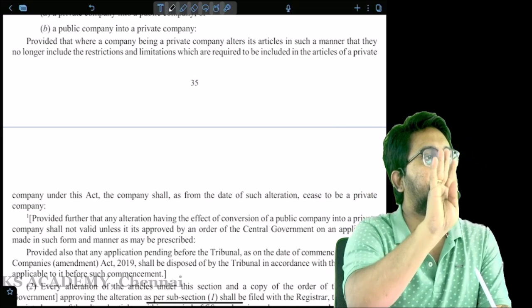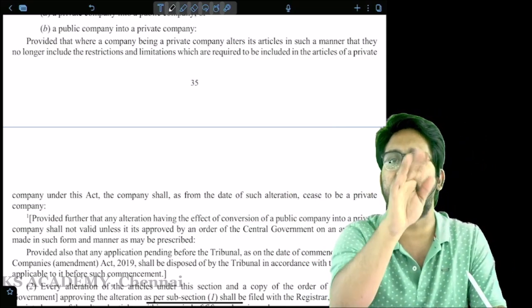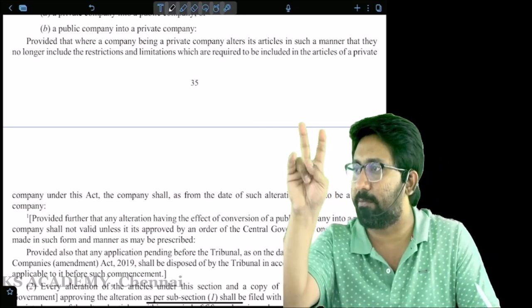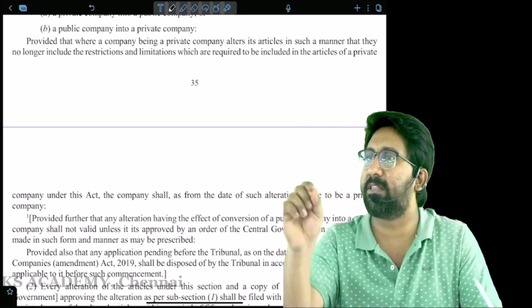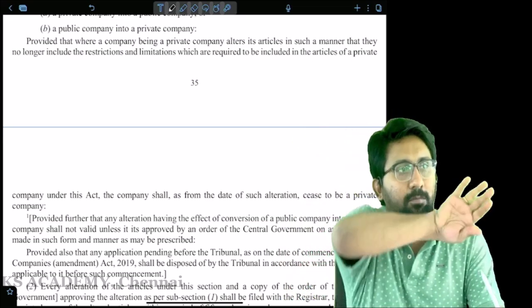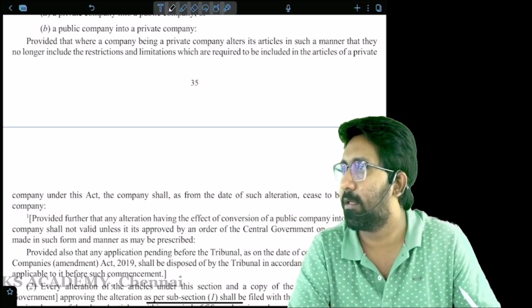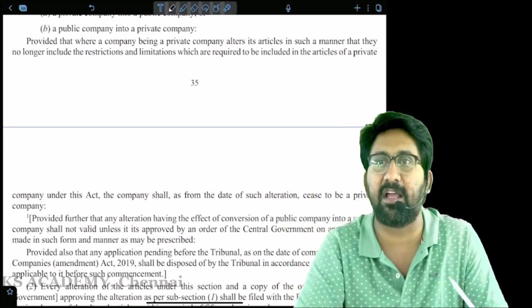A private company restricts the total number of members to 200. Restriction on transfer of shares. Limits total number of members to 200. Prohibits public subscription of securities. Do you remember or not? If I remove them, it will no longer be a private company. Then it becomes a public company, he said.